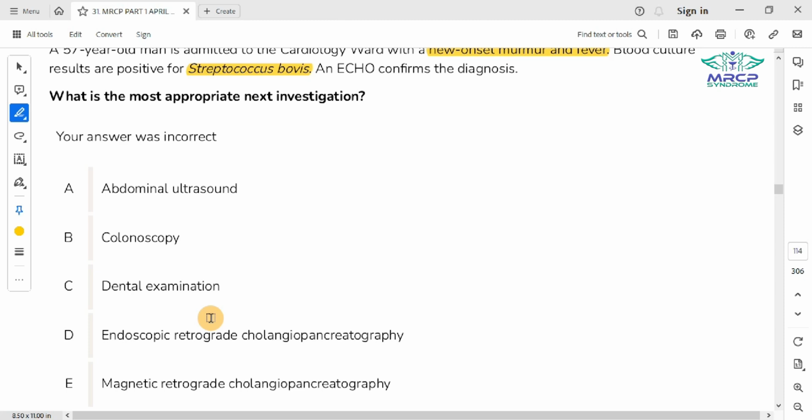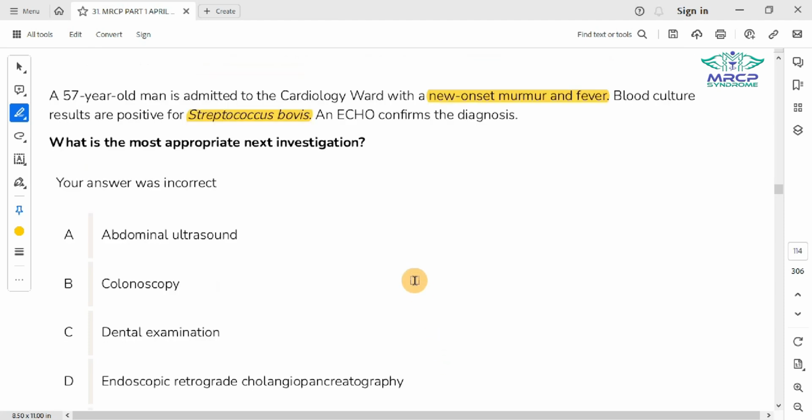Streptococcus sanguinis, Streptococcus oralis, Streptococcus mitis, they fall under the Streptococcus viridans group. So viridans would be suspected if the patient has poor oral hygiene or if there is a history of dental extraction.